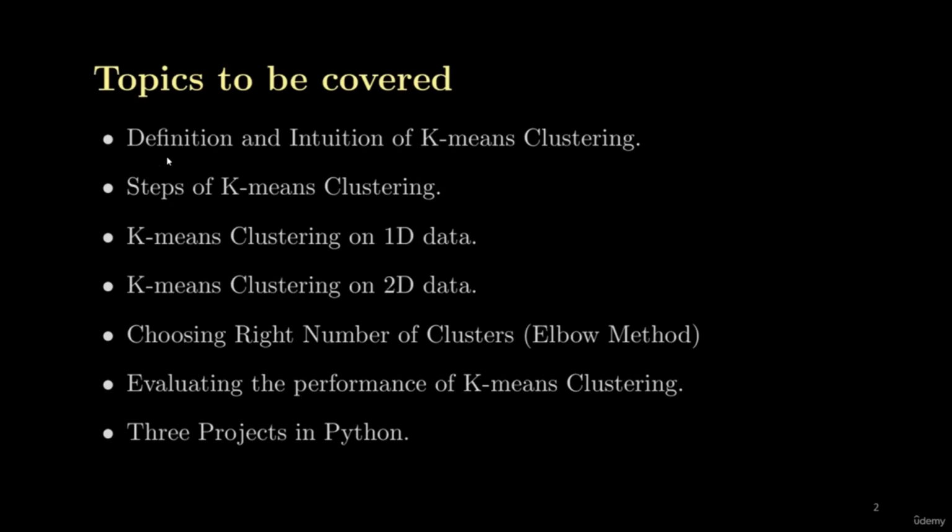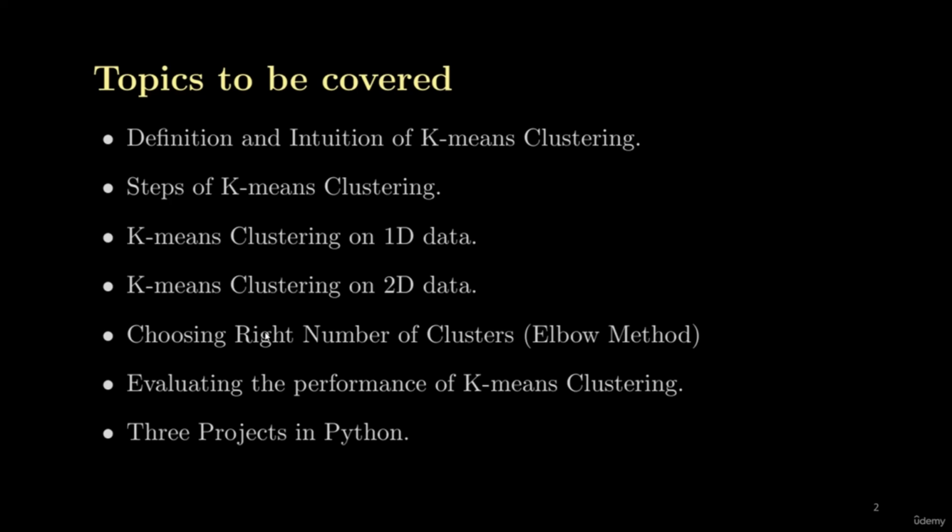We start with the definition of K-means clustering, and then we will discuss the intuition behind it. Then we will understand K-means clustering step by step. That is, we will learn how to apply K-means clustering on a particular data step by step. Then we apply K-means clustering on one-dimensional data. So you can see that we will start from the very basics, that is one-dimensional data. Then we move on to 2D data. After getting an understanding of K-means clustering on 1D data, we will apply K-means clustering on 2D data.